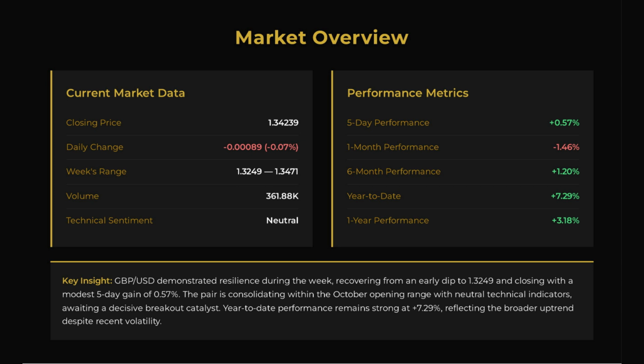Despite the recent pullback, the year-to-date performance remains strong at plus 7.29%. The one-month performance shows a decline of 1.46%, while the 6-month performance is positive at 1.20%. The market is currently consolidating within the October opening range, awaiting a decisive breakout catalyst. Volume remains moderate at 361.88K, suggesting cautious positioning ahead of key economic data releases.